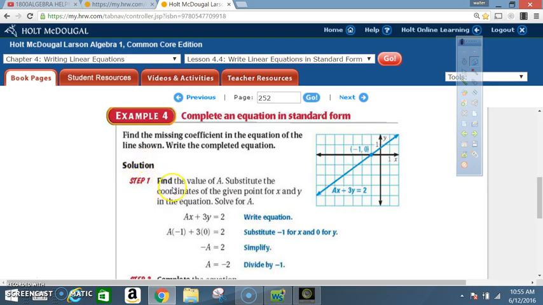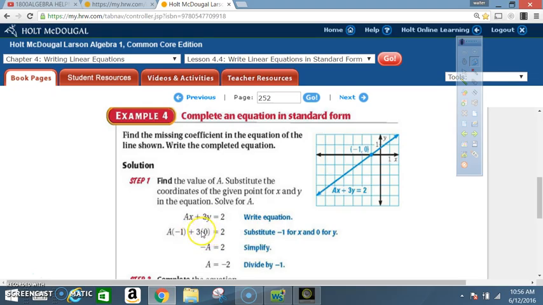Solution, step 1. Find the value of a. Substitute the coordinates of the given point for x and y in the equation and then solve for a. So write the equation, ax plus 3y is equal to 2. Now look at our coordinate, negative 1 for x, 0 for y. So we got a times negative 1 for x plus 3 times 0 for y.